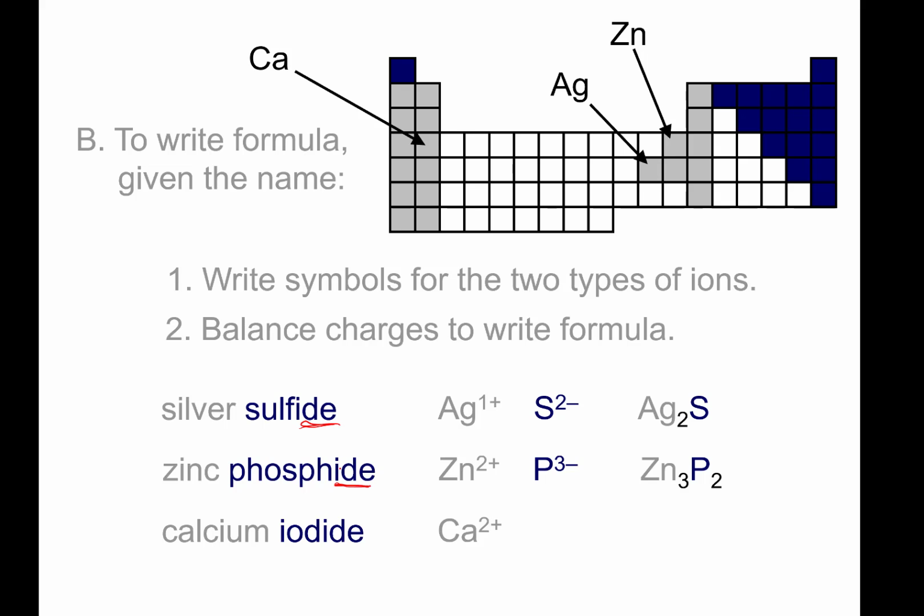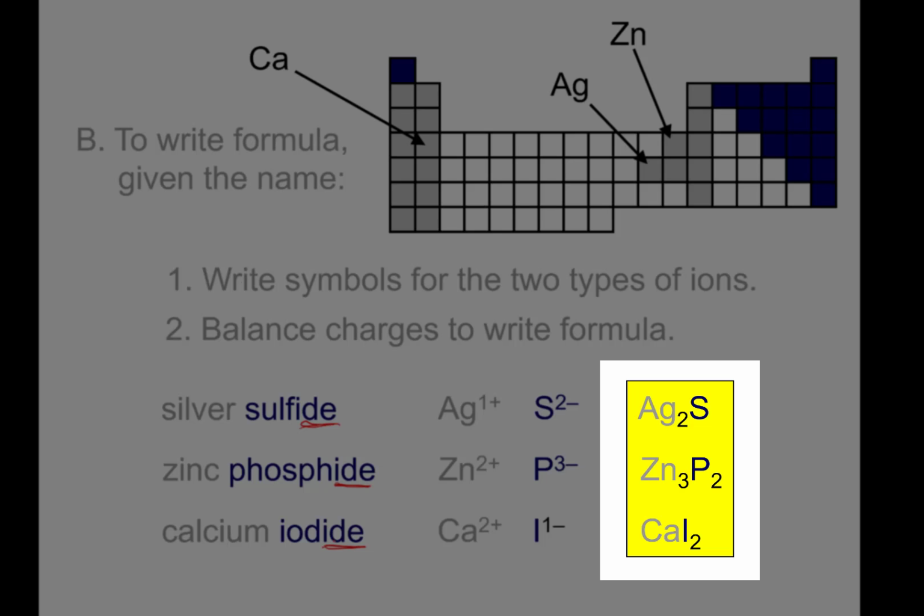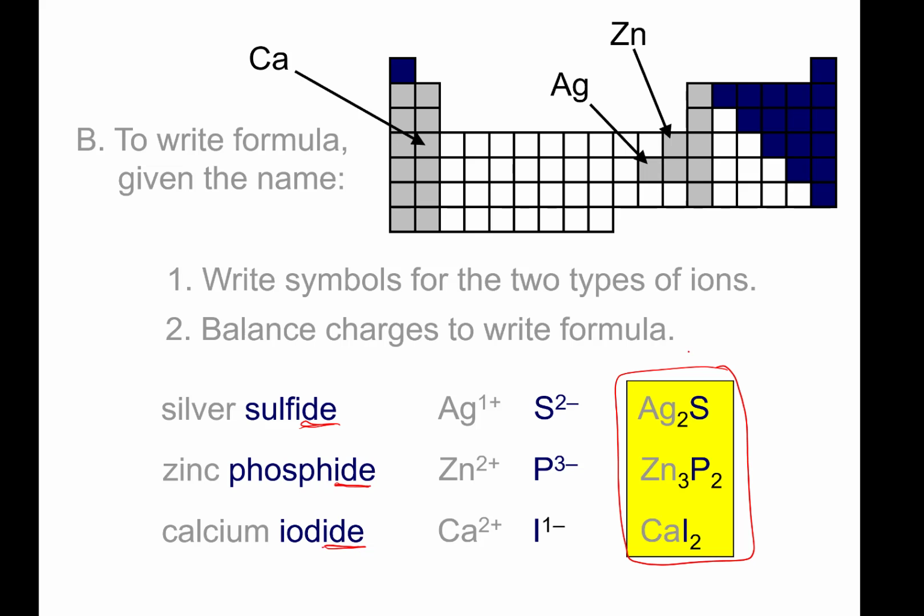Calcium is in group 2, so it forms an ion with a 2+ charge. Iodide is just iodine, so that's going to form an ion with a 1- charge. So we're going to need 2 iodide ions for every 1 calcium ion to balance the charges. Notice in our 3 formulas that we just found, there are no positives or negatives. When we write our chemical formulas, we don't have any pluses or minuses in them.